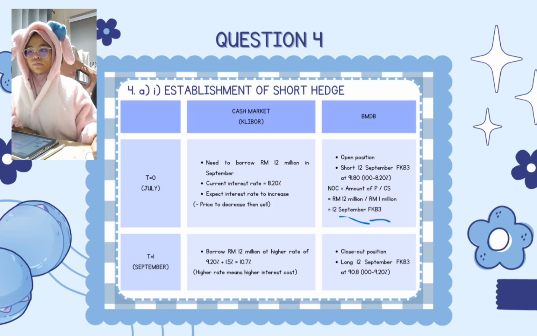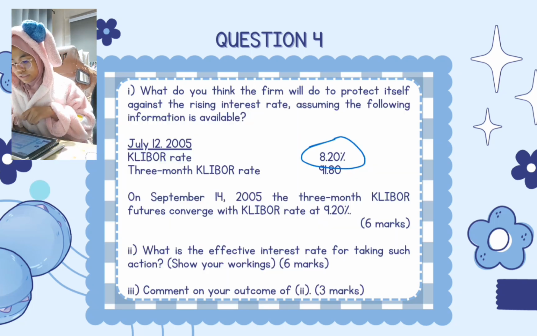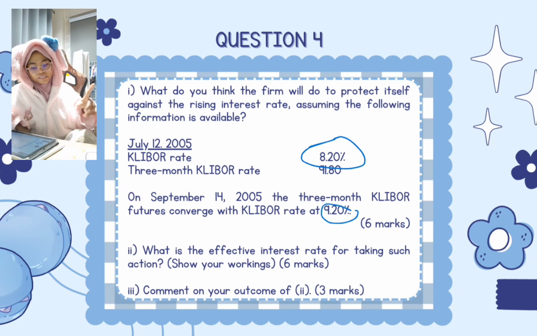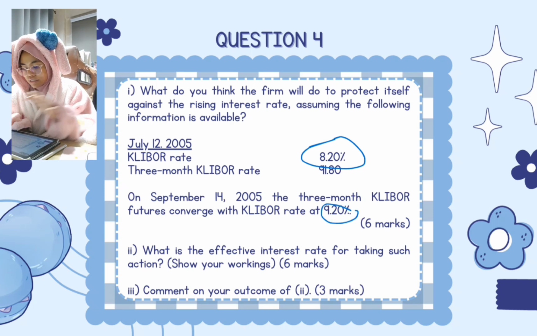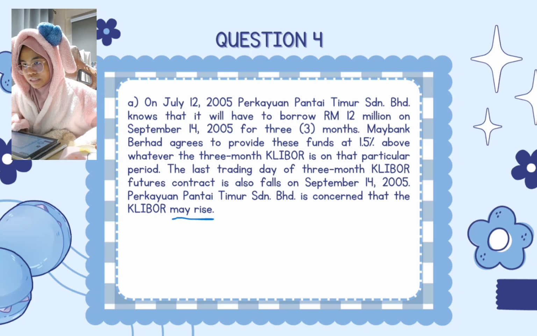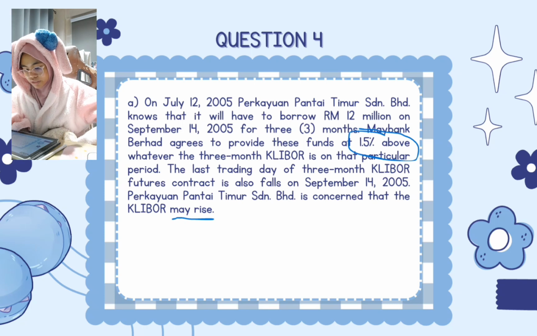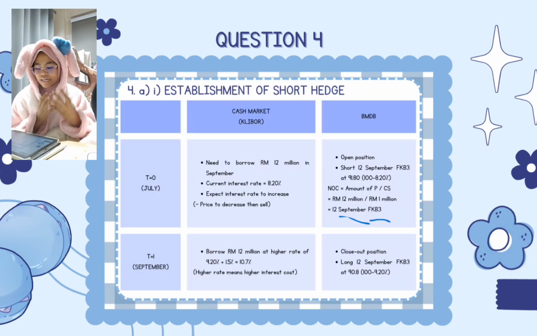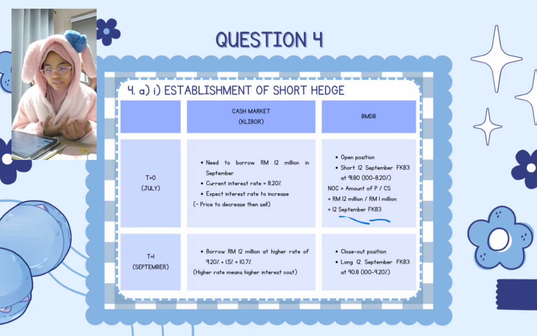Okay, wait. It did say that the rate will converge at 9.20%. However, remember that at the beginning the question says the bank will provide these funds at 1.5% above. So we have to add that to calculate the percentage of interest.